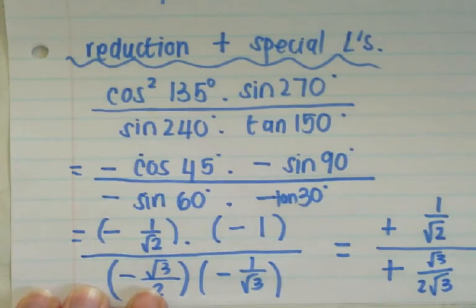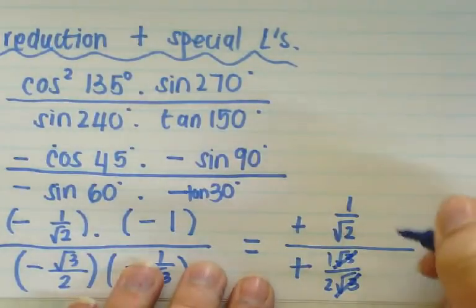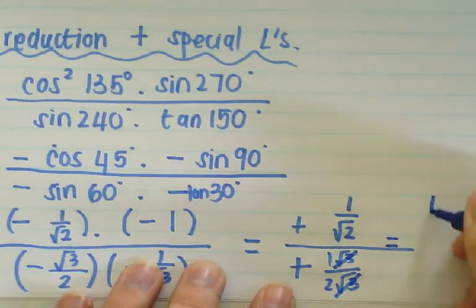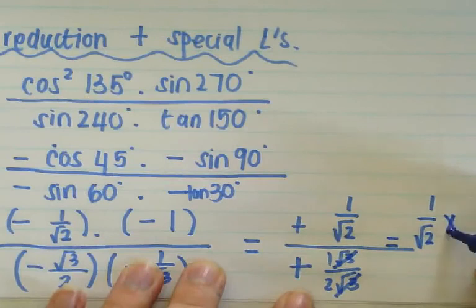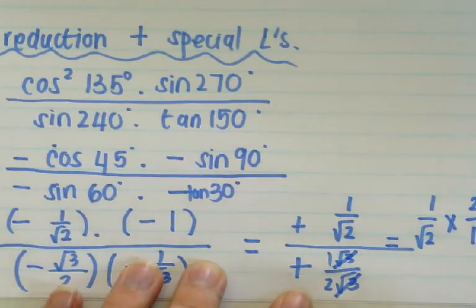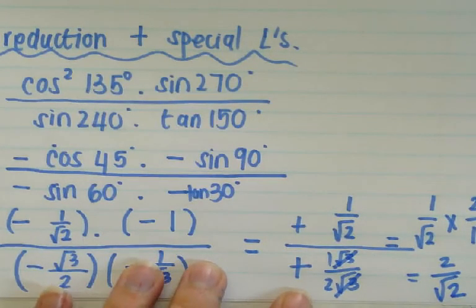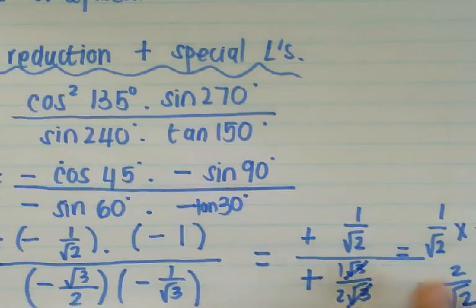And we can still simplify further. In this fraction, square root 3 cancels. So we have 1 over square root 2, flipping and multiplying, times 2 over 1. So my final answer, 2 over square root 2. So that is as difficult as I would give it to you now.